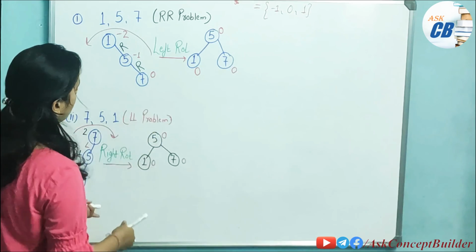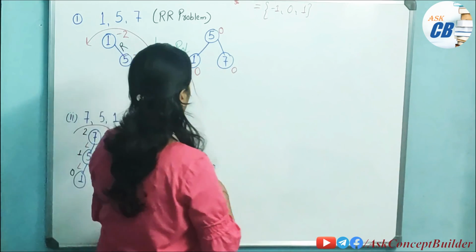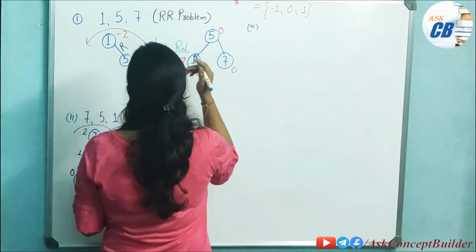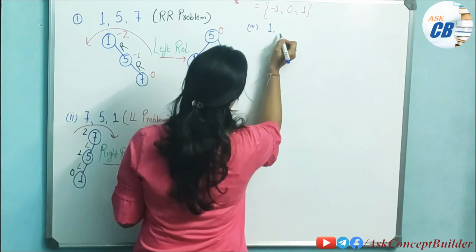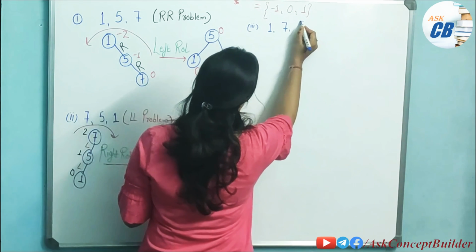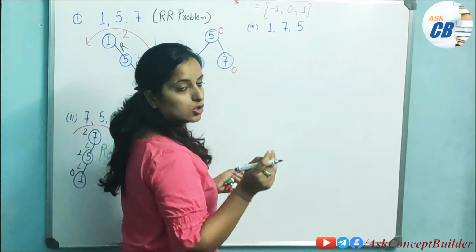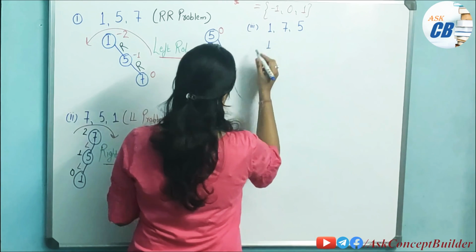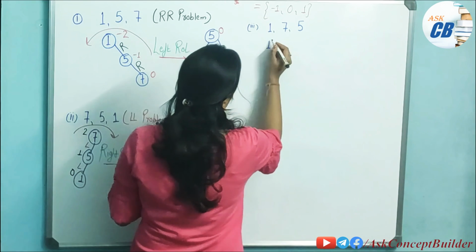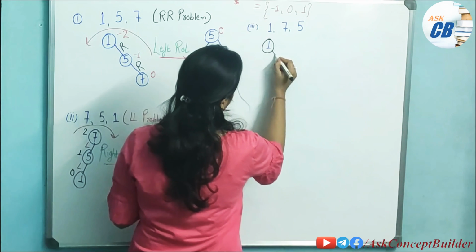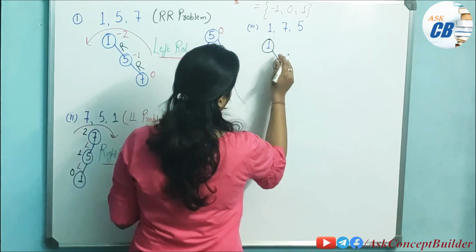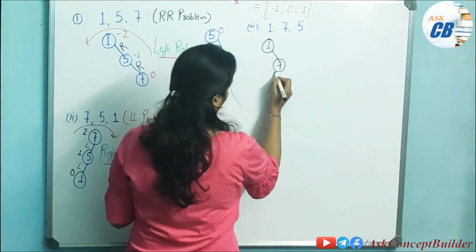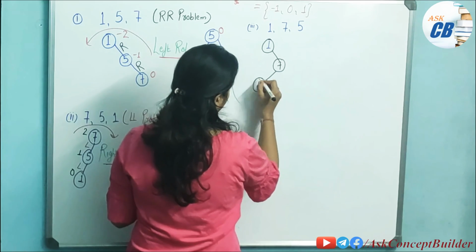Fine. So these were the two types of problem. What was the third problem we were having? See, if I have the nodes in the order 1, then 7, and then 5, then 1 is your root node. Now 7 is greater than 1, so it will come on the right of 1. 5 is greater than 1, so it will come to the right of 1, but it is smaller than 7, so it will come to the left of 7.